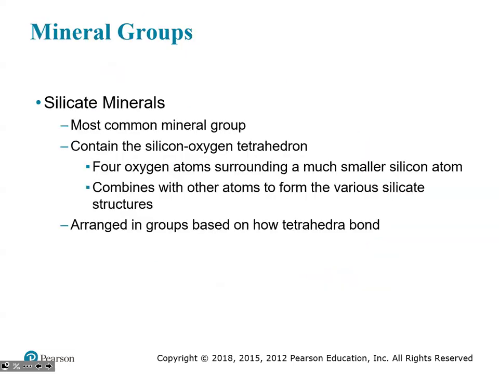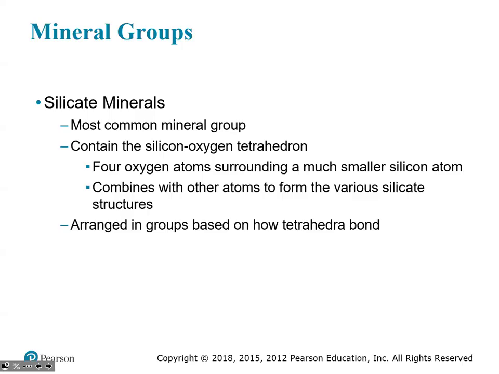So the most common mineral group is the silicate minerals. These are built up of silicon and oxygen. And silicon and oxygen together form the silicon-oxygen tetrahedron, which is a silicon surrounded by 4 oxygens making a little triangular pyramid. 4 oxygens surrounding a much smaller silicon atom. And this combines with other atoms to form the various silicate structures. The most basic of these is that they can share their oxygens in their corners and form a 3-dimensional lattice, and you get quartz. That's the simplest silicate mineral.